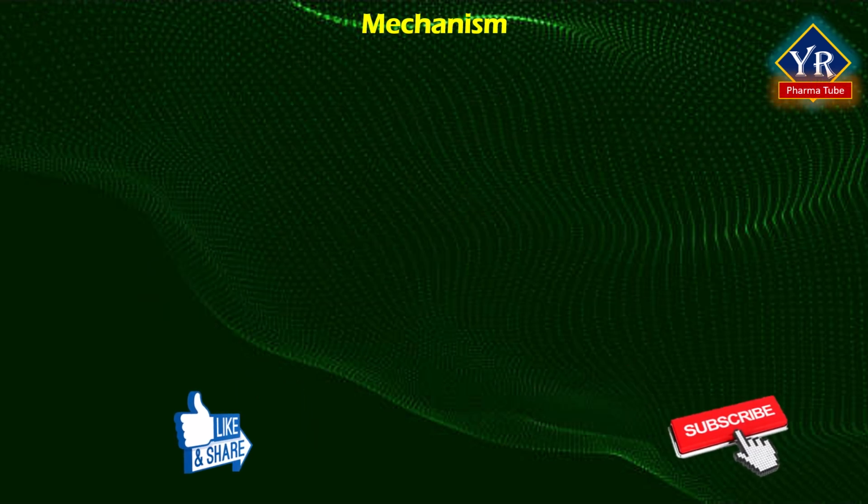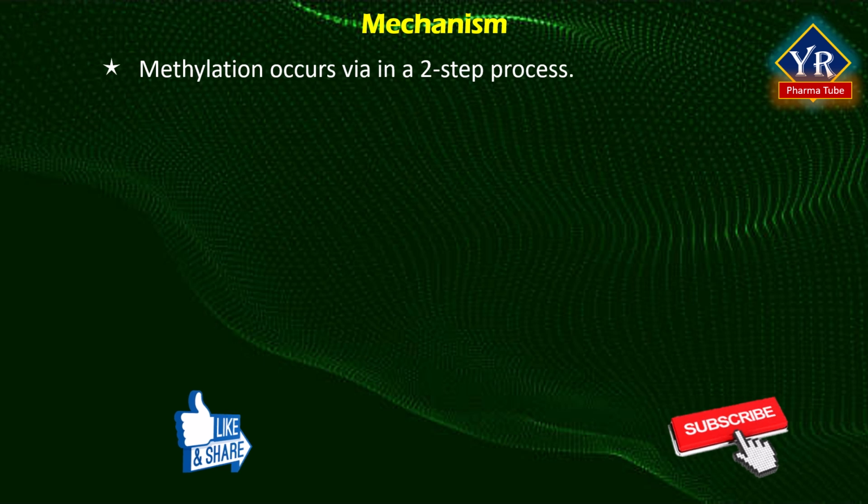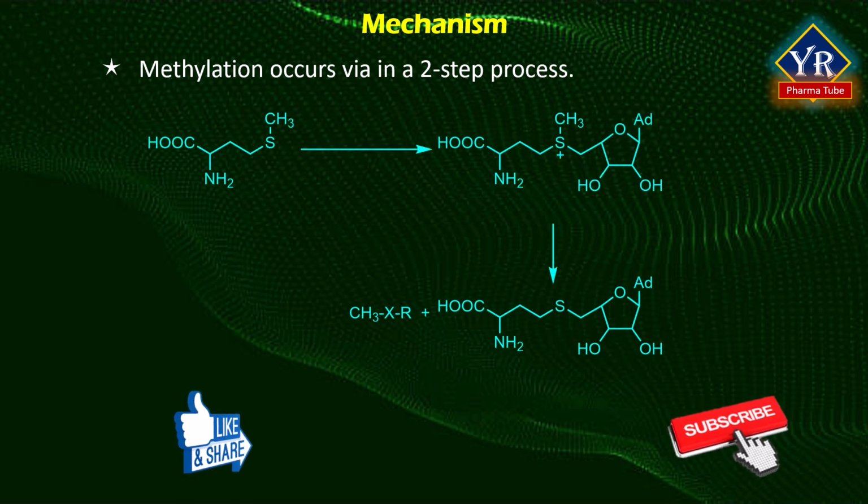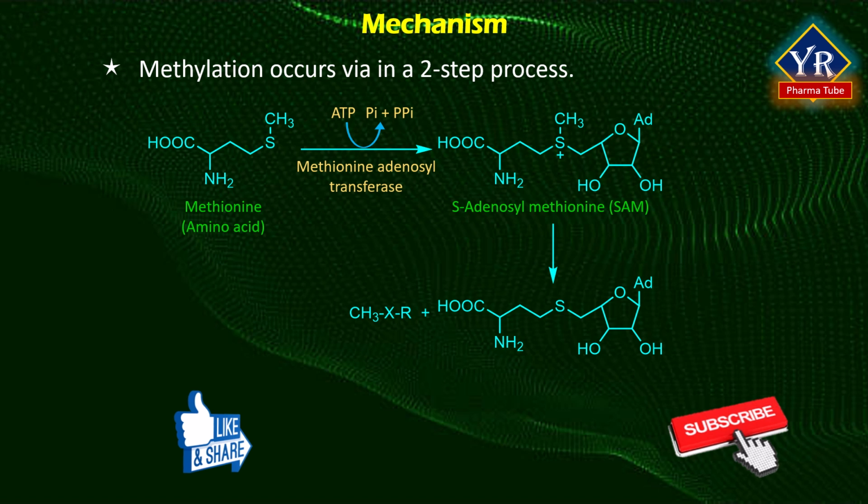Mechanism of methylation. The methylation of functional groups occurs in a two-step process as shown in the figure. The methyl group is provided by the amino acid methionine and it must be activated to transfer its methyl group. The enzyme methionine adenosyl transferase uses methionine and ATP to synthesize S-adenosyl methionine, commonly abbreviated as SAM.